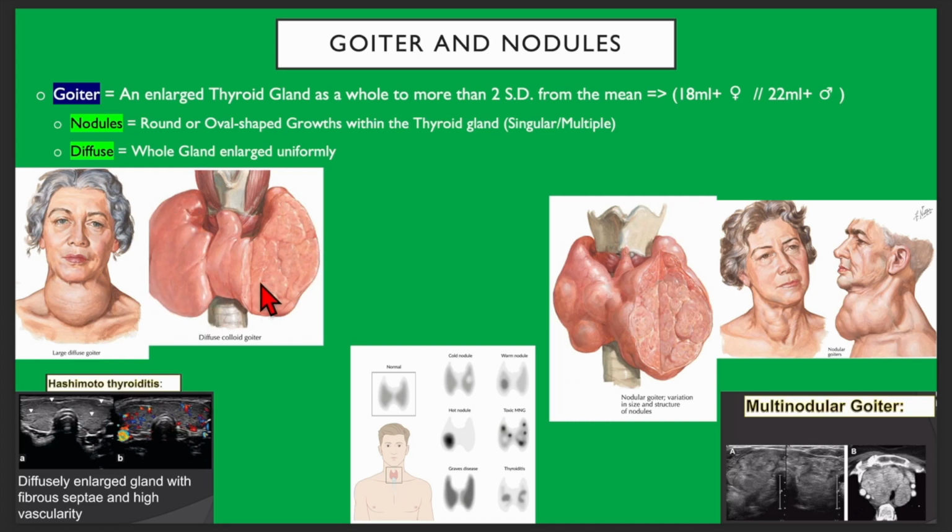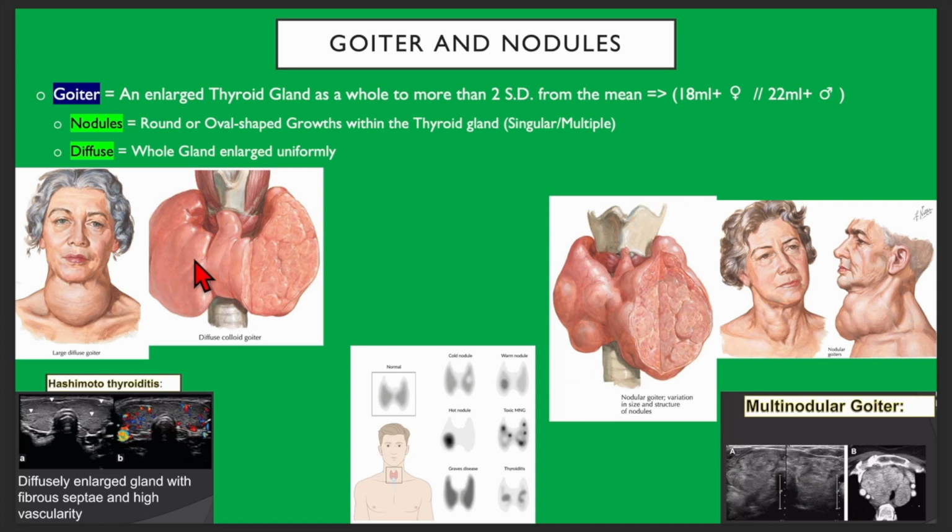Here there's no nodules. Everything is uniformly enlarged compared to the nodules. And you can maybe feel it on palpation. You can see here the different shape. Maybe you can feel it on palpation. Otherwise, use the ultrasound. The ultrasound is a better way to see the nodules.